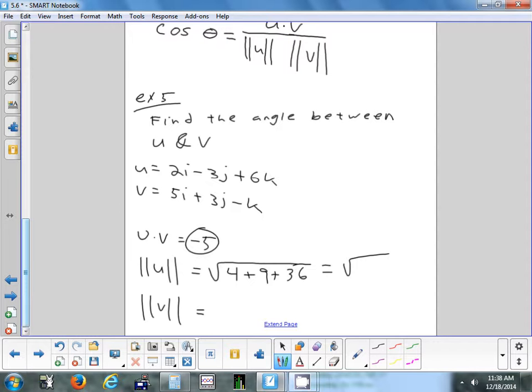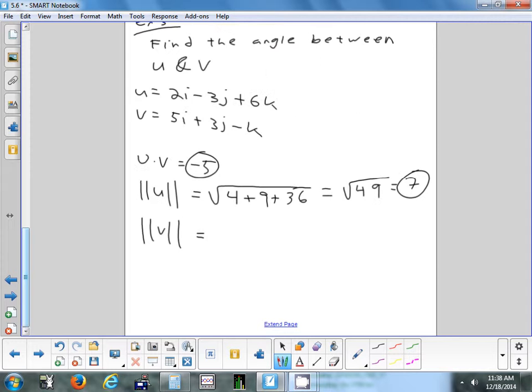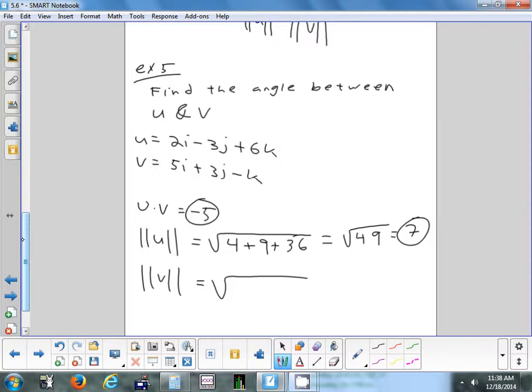Okay, so we add all that up, and what do we get? We're going to get a nice answer here. 49. Get the square root of 49, which is 7. Yep. So we get a nice answer for the length of u. Now we're going to do v. So it's going to be 25 plus 9 plus 1. 5 squared, 3 squared, negative 1 squared. Yep. 9 and 1 is 10, and 25 is 35.